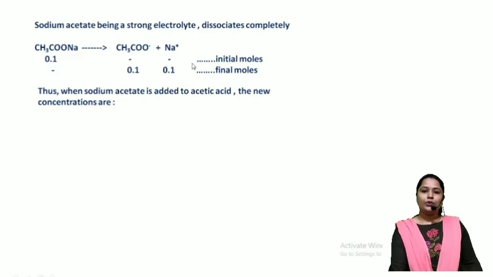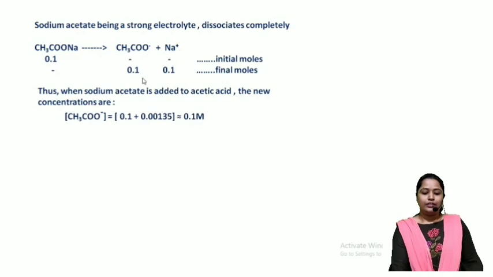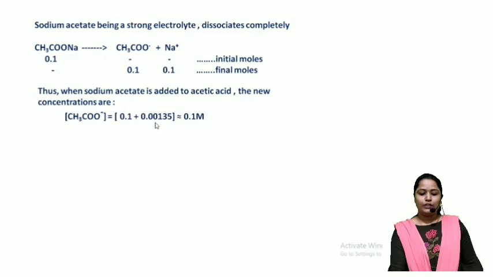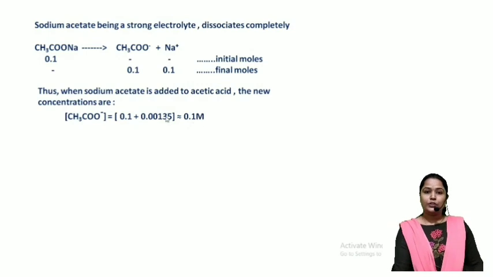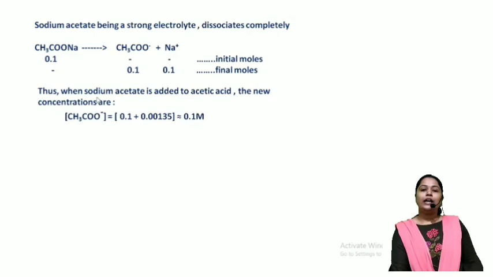Therefore, the new concentration of acetate ion is equal to 0.1 plus 0.00135. That term is very small, therefore that addition is approximately equal to 0.1 molar. It is the new concentration of acetate ion due to the addition of sodium acetate. Then the concentration of Na plus ion is 0.1 molar.